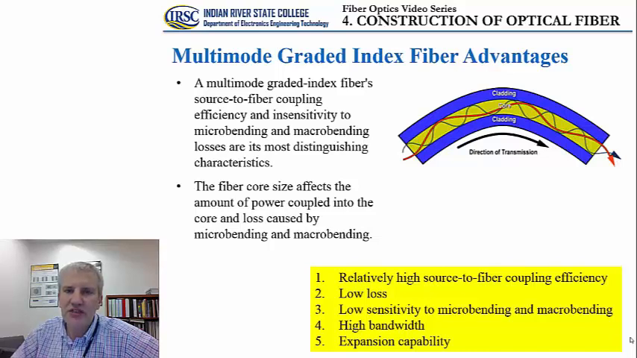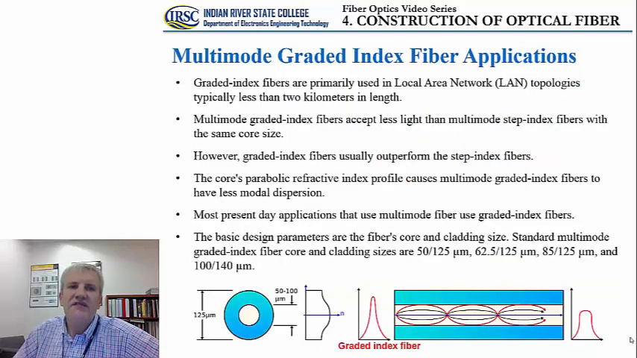So the important advantages of multi-mode graded index fibers are listed in the yellow box: relatively high source to fiber coupling efficiency due to the larger size of the core, low loss, low sensitivity to microbending and macrobending, high bandwidth, and also expansion capability. Graded index fibers are primarily used in local area network topologies that are typically less than 2 kilometers in length. And these types of fibers, as we already mentioned, outperform the step index fibers.